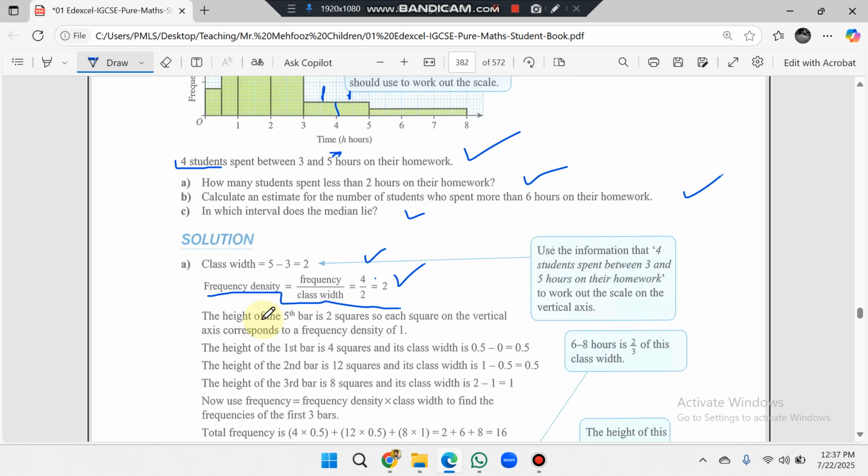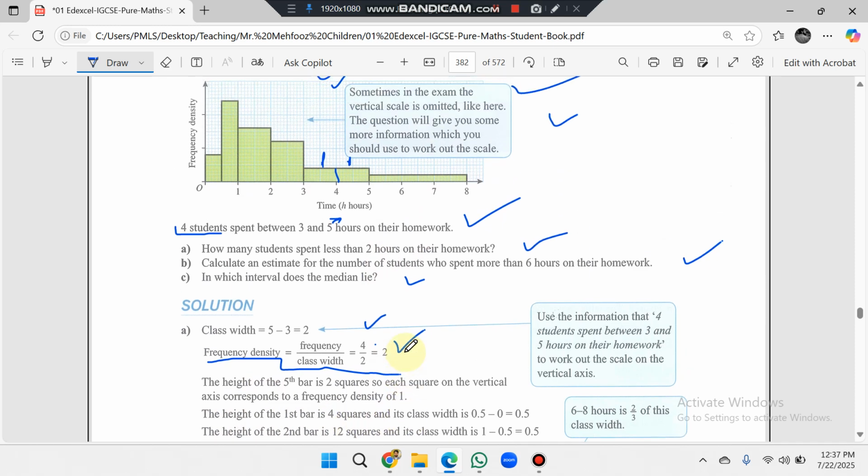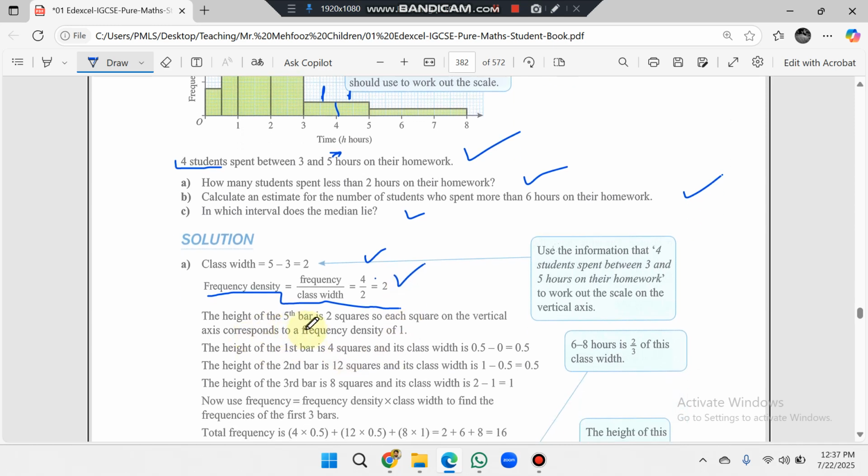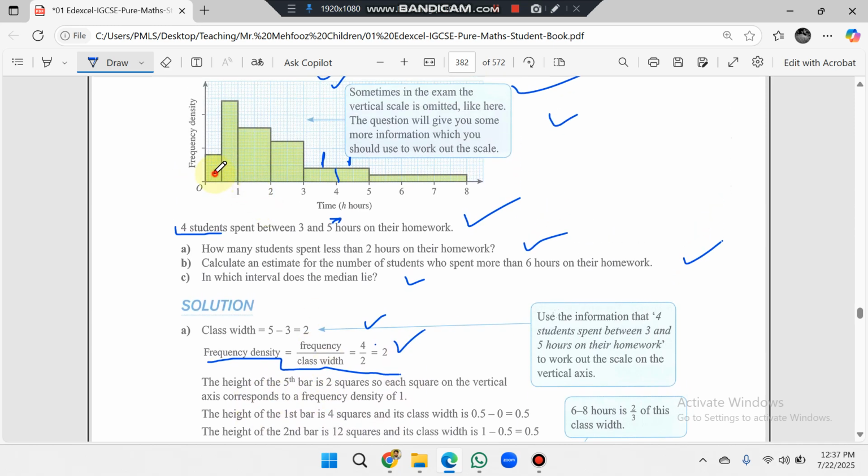Okay, next one is the height of the first bar is 4 squares. So where is the first bar? The height for the fifth bar. Where is the fifth bar? 1, 2, 3, 4, 5. The fifth bar height is 1.